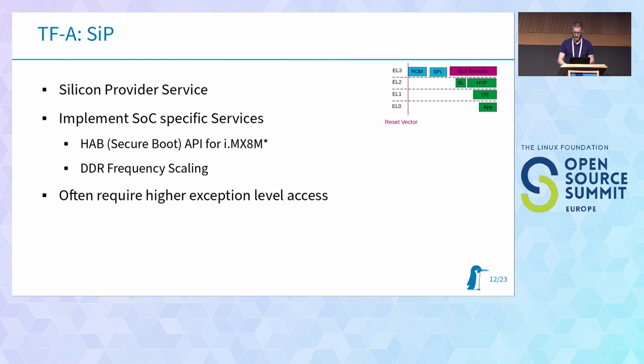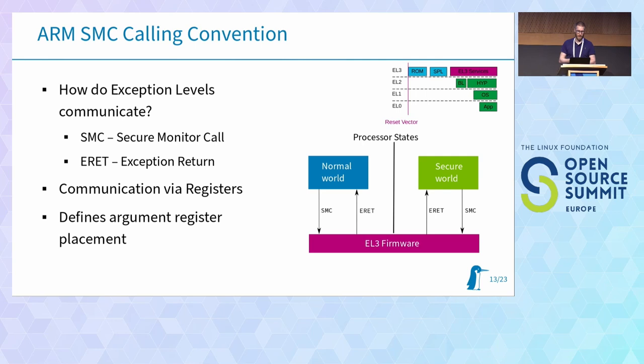So how does this communication work? We do have two instructions which are used there, and these are the SMC and exception return instructions. We can see on the right-hand diagram that the normal world does an SMC, and it's going to end up either in the next highest exception level, or if the SMC call isn't trapped via a register or via configuration, then it's going to end up in the exception level 3 firmware, and the firmware can then decide where the call is going to go. Am I the one who provides the services?